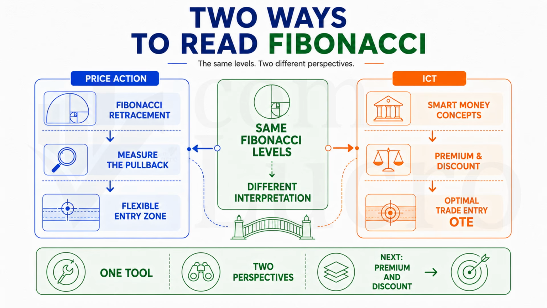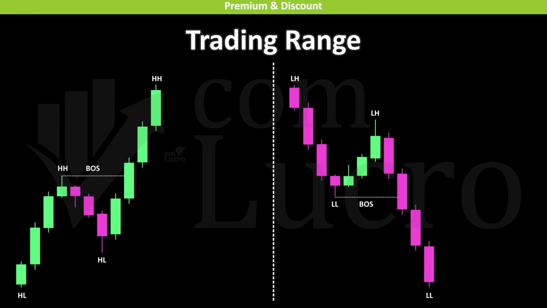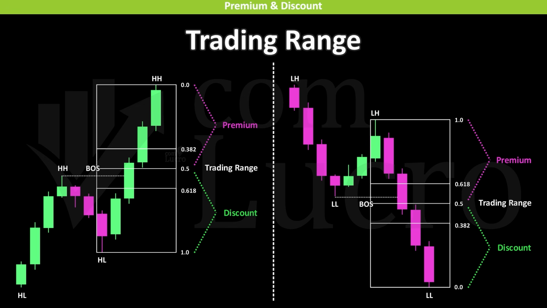But there is another group of traders who look at these exact same levels through a different lens, the ICT and smart money concepts community. Before we get to their precise entry model, we first need one key idea they rely on: knowing whether price is trading cheap or expensive inside a range. That is exactly what premium and discount are about. So, traders, what is premium and discount in the ICT methodology? And why does it matter when analyzing price inside a range?